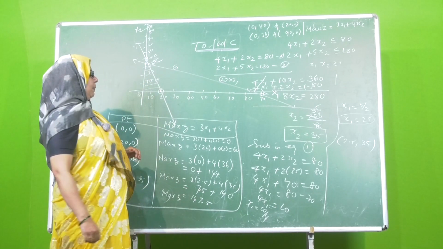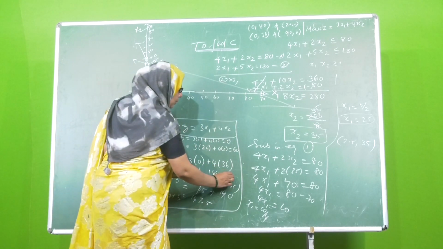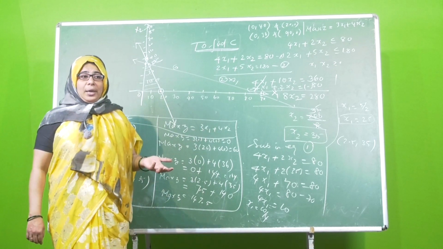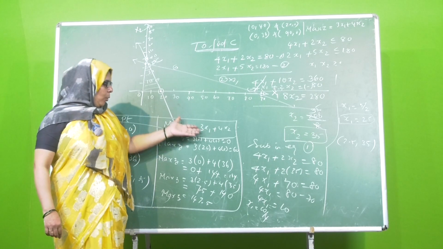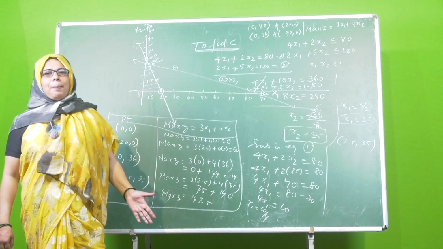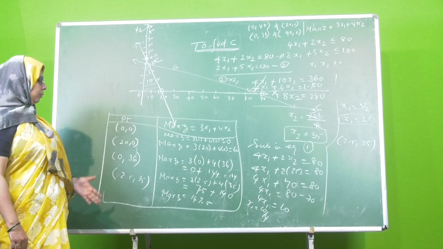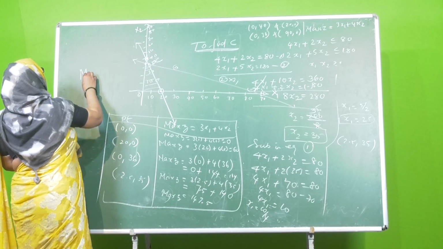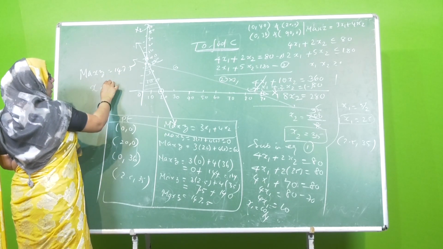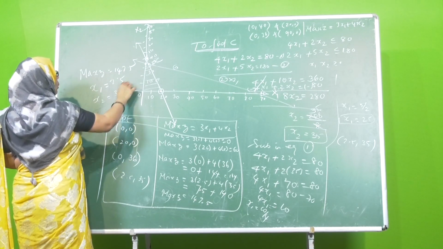So which one is the maximum? The values are 0, 60, 144 and 147.5. Which one is the maximum among these four numbers? 147.5 is the maximum. So the maximum z is equal to 147.5. Here x1 is equal to 2.5 and x2 is equal to 35.